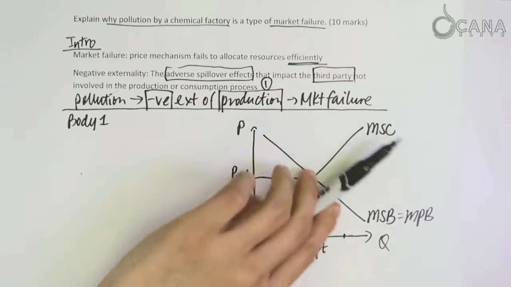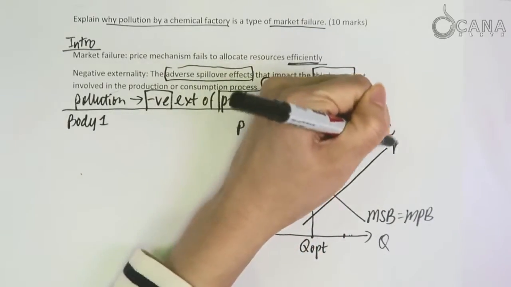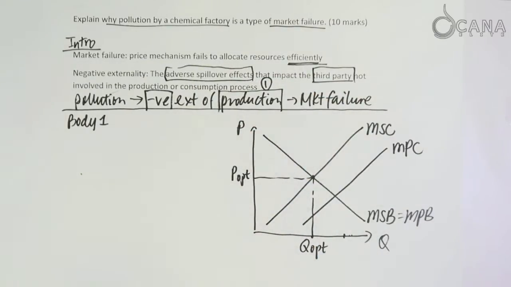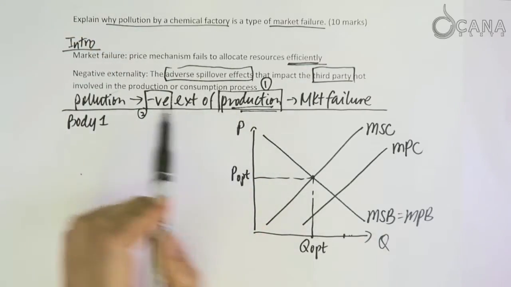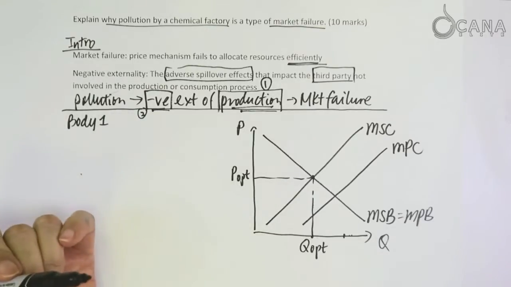Hence, we should then put the MPC on the right of MSC instead of on the left. So this is how we can deduce the diagram based on 1, analyzing whether it's a production or consumption externality, and number 2, whether it's positive or negative externality.